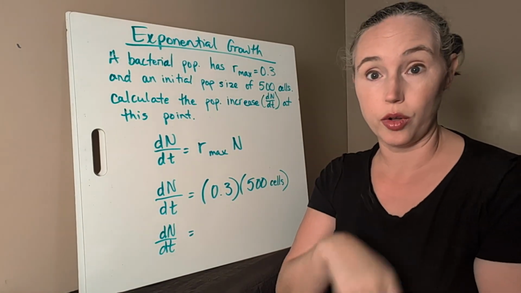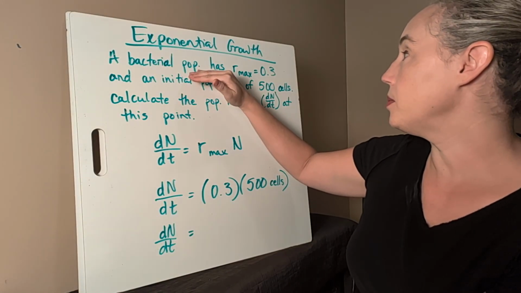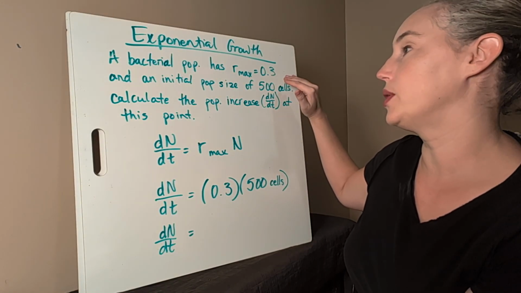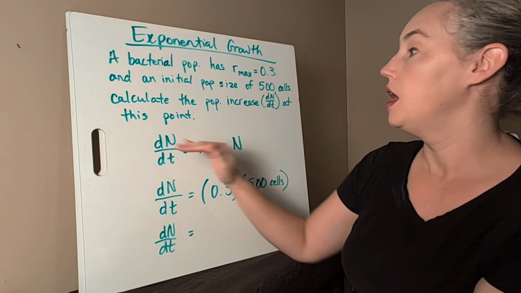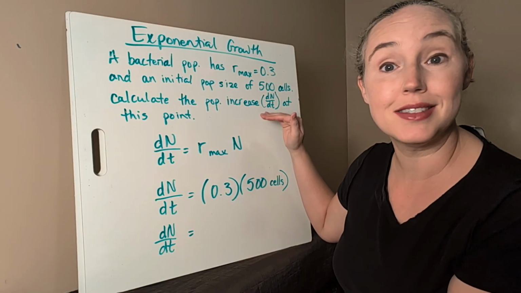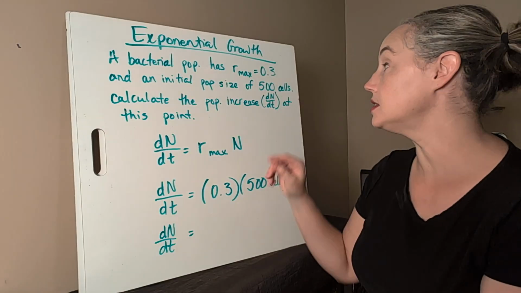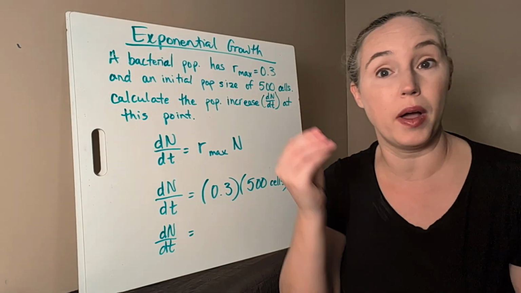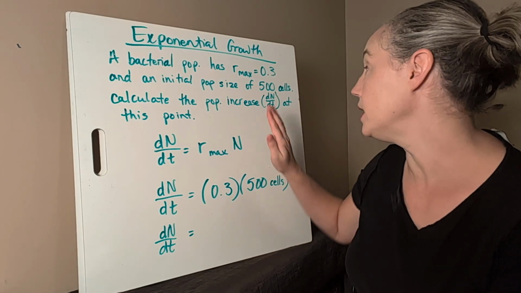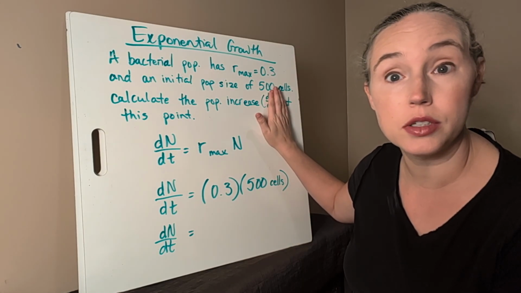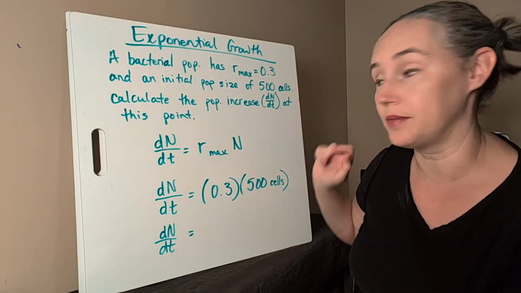Next, exponential growth. A little more complicated. Here's an example. A bacteria population has an r max of 0.3 and an initial population size of 500 cells. Calculate the population increase dN over dt at this point. So this time, the problem gave you that population increase is dN over dt. But it might just say calculate the population increase. So you'll need to know that this means the same.